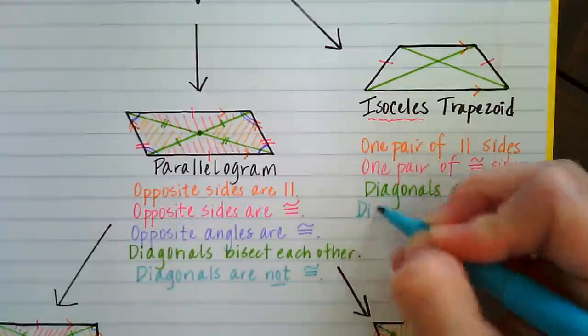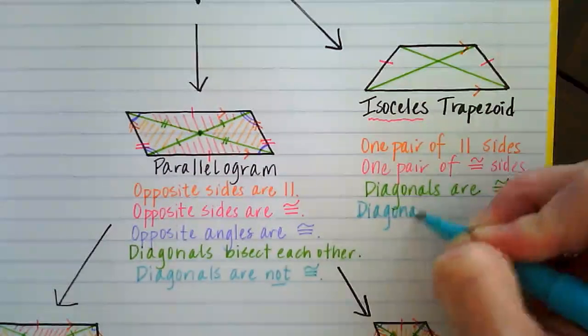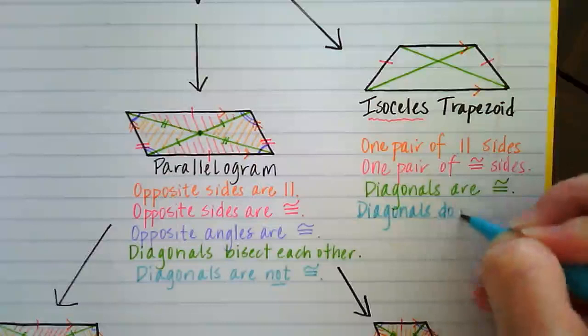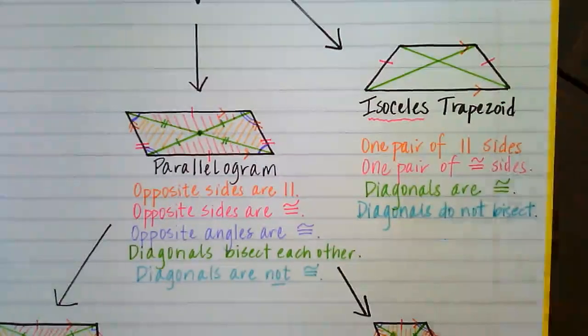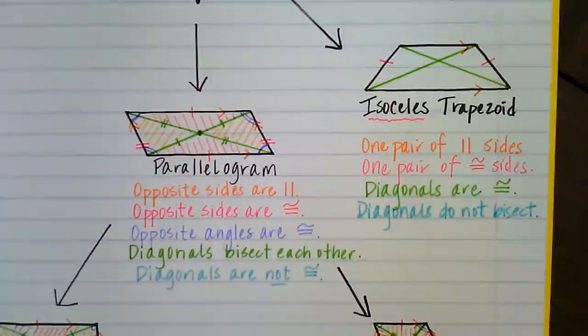So we'll say diagonals do not bisect. Well, I'm going to end it there. Diagonals do not bisect each other. I skipped over the angles.